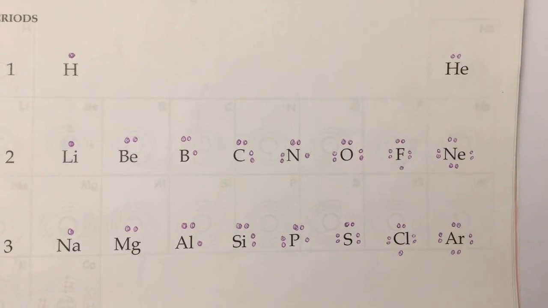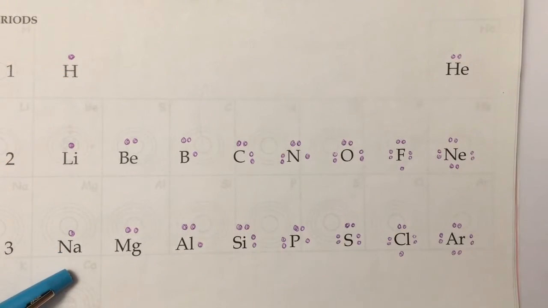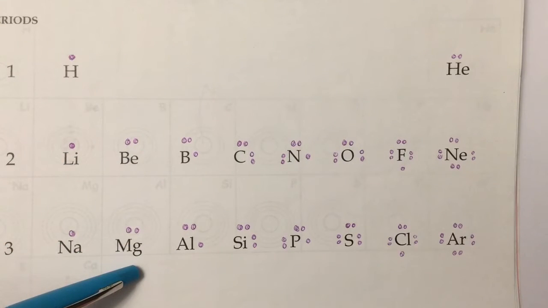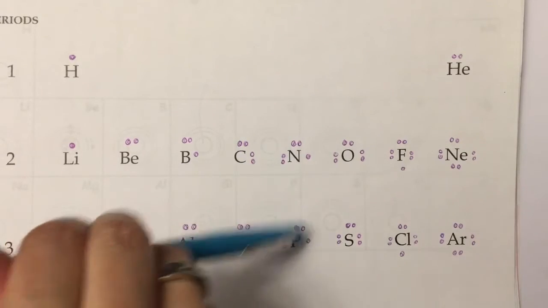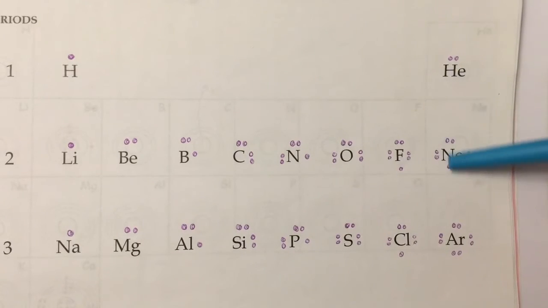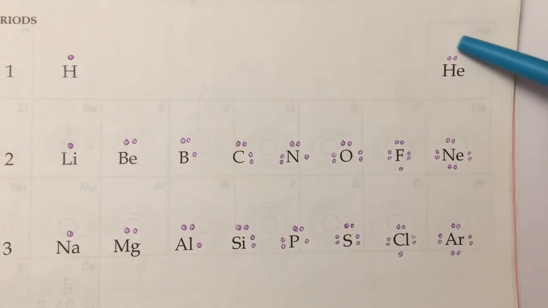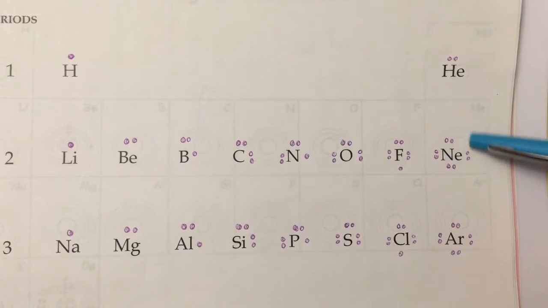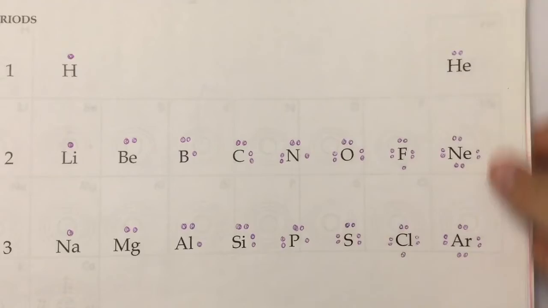So what do we notice here? Notice how everything in the first column has the same number of valence electrons. Notice how everything in the second column has the same number of valence electrons. Same thing in the third, the fourth, and the fifth, and the sixth, and the seventh. And the only difference is that in the eighth, their outermost shell is full. So helium only has 1 shell and it's full. Neon only has 1 shell and it's full. Argon only has 1 shell and it is full.